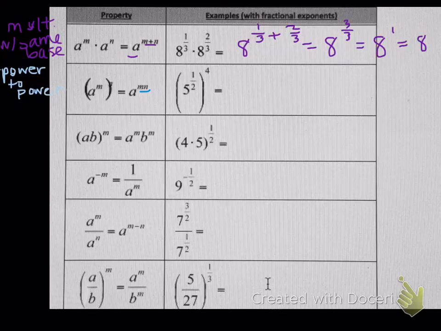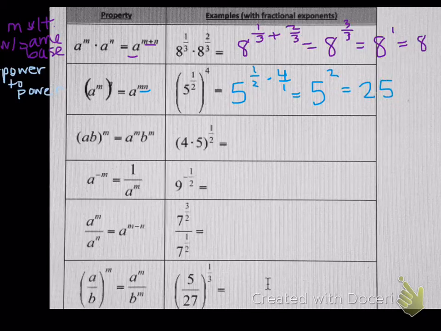I know you might be tempted to say, well, 5 to the 1/2 power is the square root of 5. This is true. However, these rules only apply when you have an exponent. So I never want to have these in radical form. I always need to have them in exponential form to utilize the rule. So this will be 5 to the 1/2 times 4. We do not need common denominators to multiply. We multiply straight through top, straight through bottom. So this is 5 squared, which is 25.